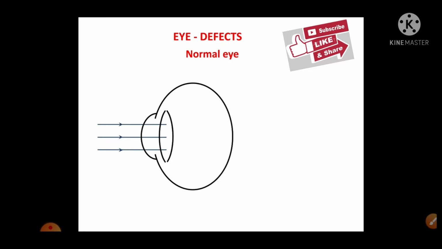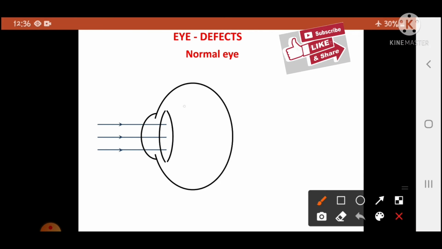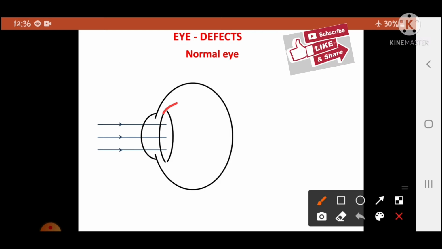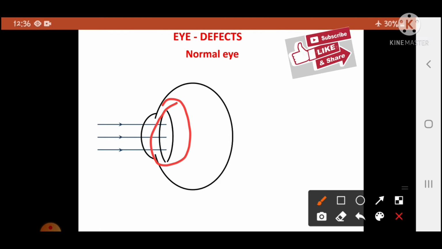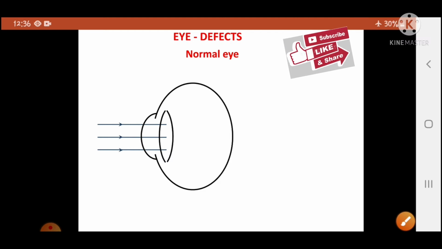Now these are the rays of light which are passing. आप देख सकते हैं यहाँ पर this structure, this one which I have circled, is nothing but a lens. And which lens is it? Convex lens. We have studied it in detail. So in our eyes there is a lens which is called a convex lens.